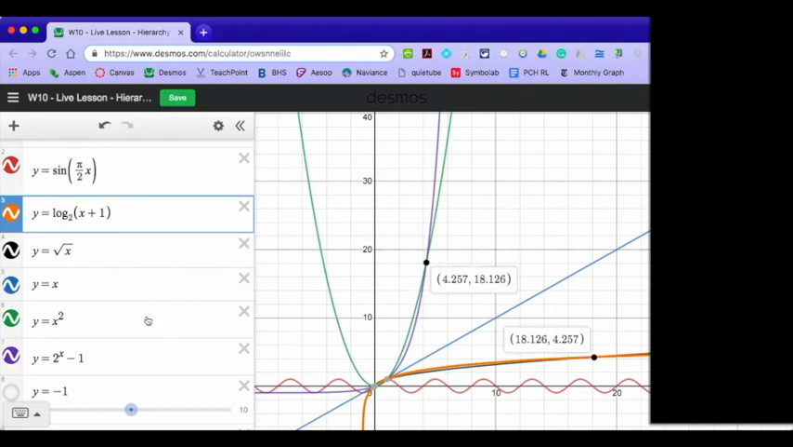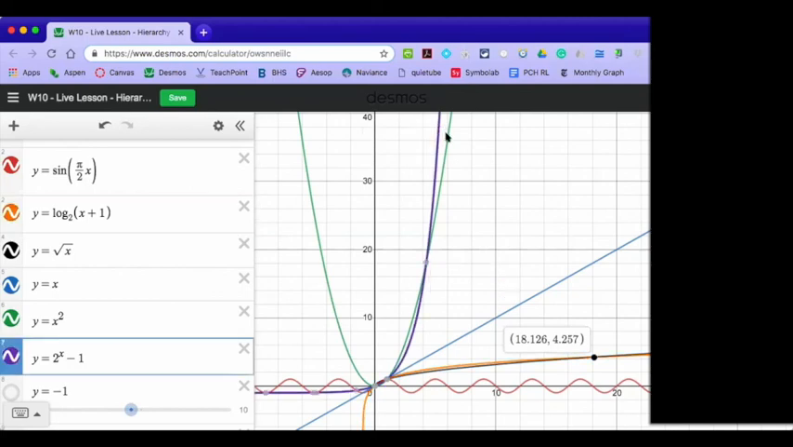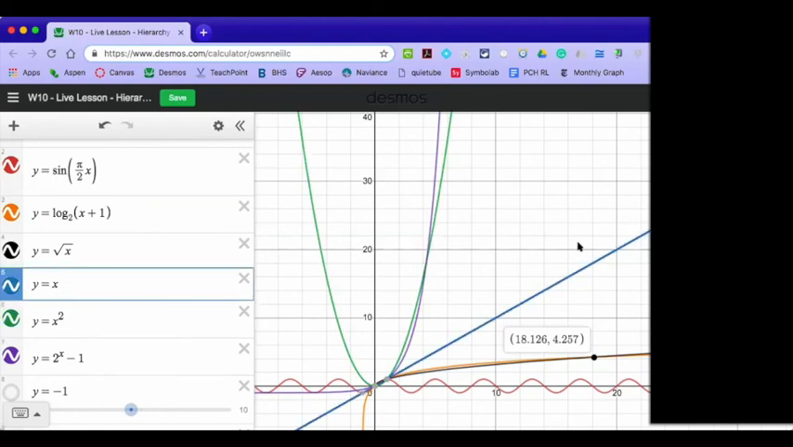Okay, so what we got here is sort of this hierarchy of how functions are growing, right? And so they're all headed to infinity, but some of them, the exponential function, right, is growing faster than the power, which is growing faster, which is growing faster, right? So we sort of have this hierarchy.